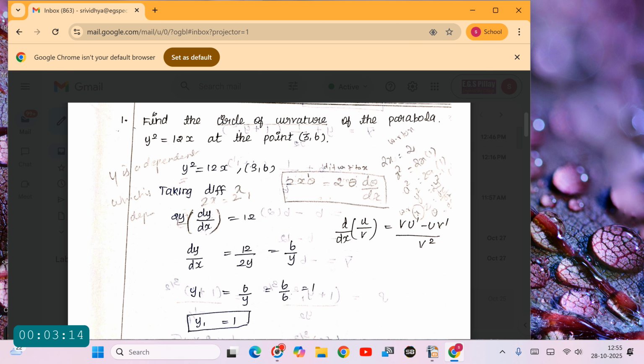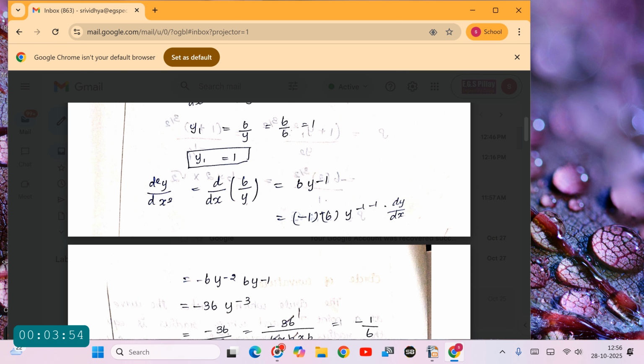That is y1, which is also represented by dy by dx. Dy by dx is nothing but y1. D square y by dx square, the second derivative, is represented by y2. So y1 is equal to 12 divided by 2y, which is 6 by y. But in the problem, they have given the point 3, 6. That means the x value can be taken as 3 and the y value as 6. So 6 divided by 6, we get y1 equal to 1. The value of y1 is 1.